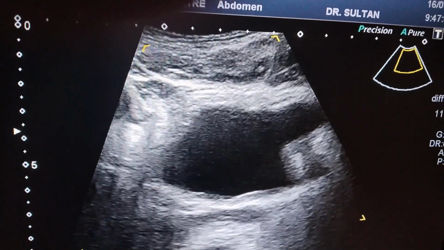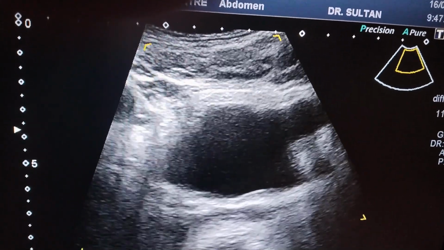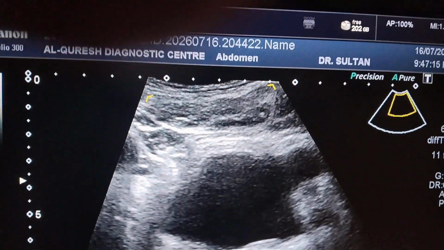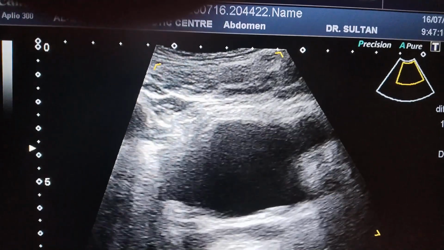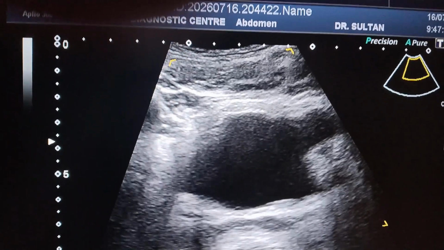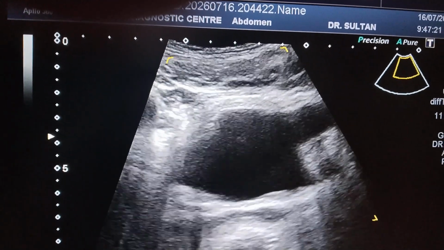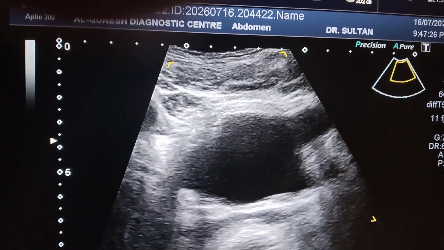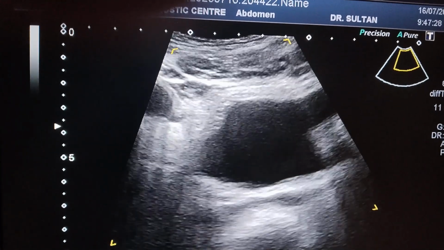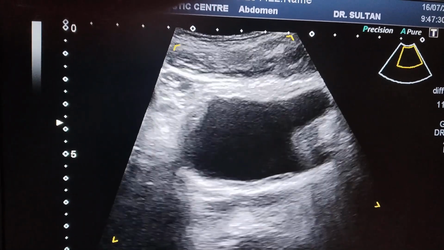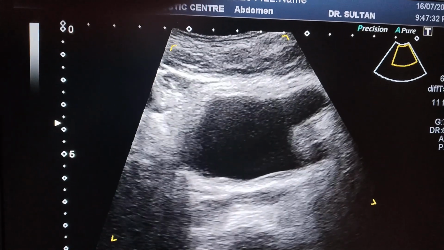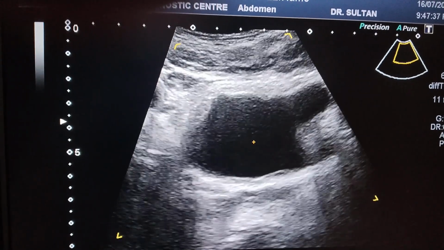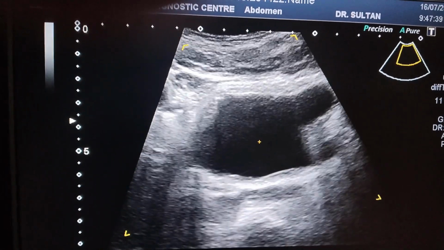First, we measure the pre-void urinary volume. Then we ask the patient to go for urination, and after complete urination we should measure it again to calculate the post-void urinary volume. At that time it was 321 milliliters.